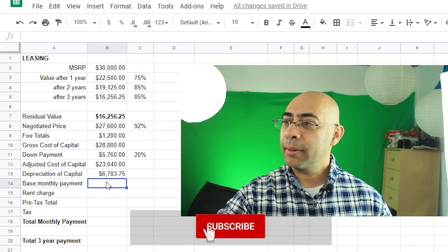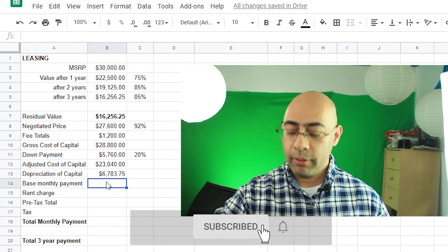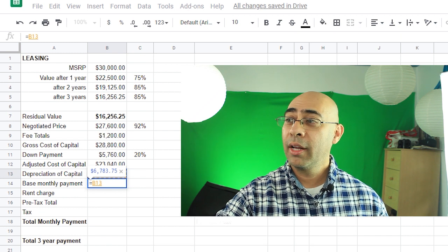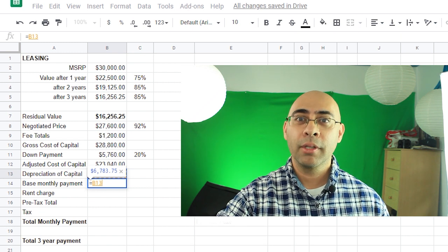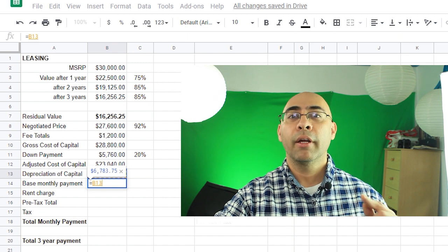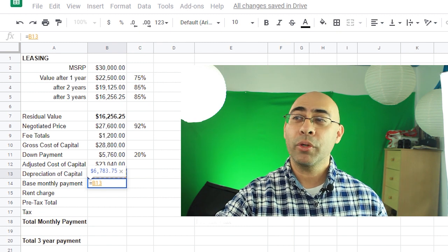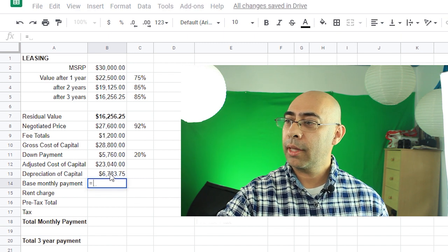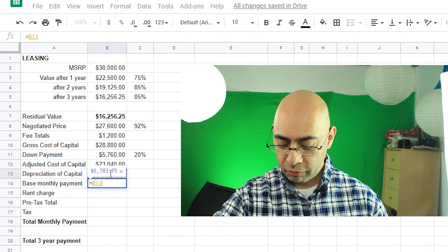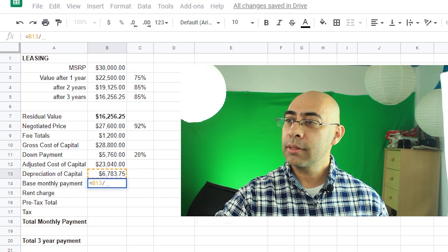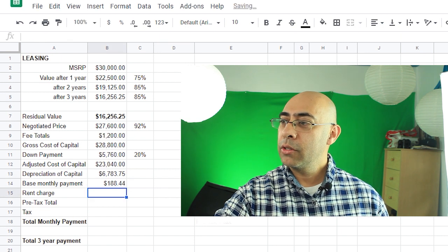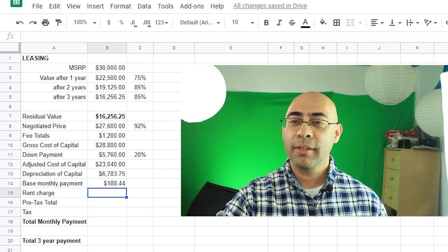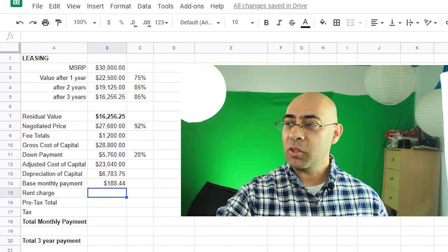So the base monthly payment. So we're going to divide that number by however many months you're going to rent it or lease it for. And in this example, we're saying 3 years. So since there's 12 months in a year and we're leasing it for 3 years, 12 times 3 is 36. So we're going to divide the depreciation of the capital, that's $6,783, and divide that by the 36. Boom, hit enter. So your base monthly payment, $188.44, which doesn't sound bad, but that's just the base.